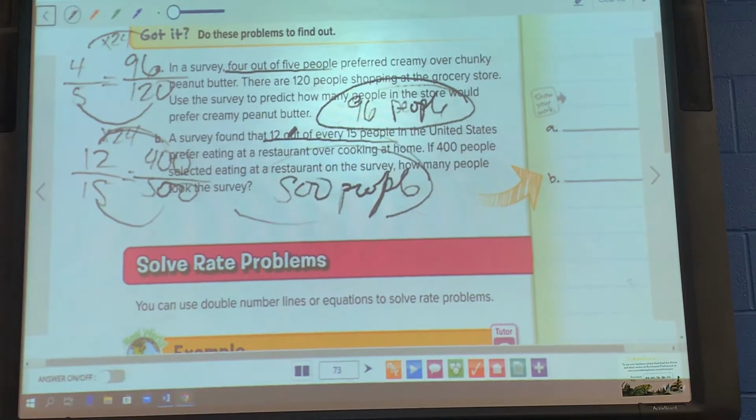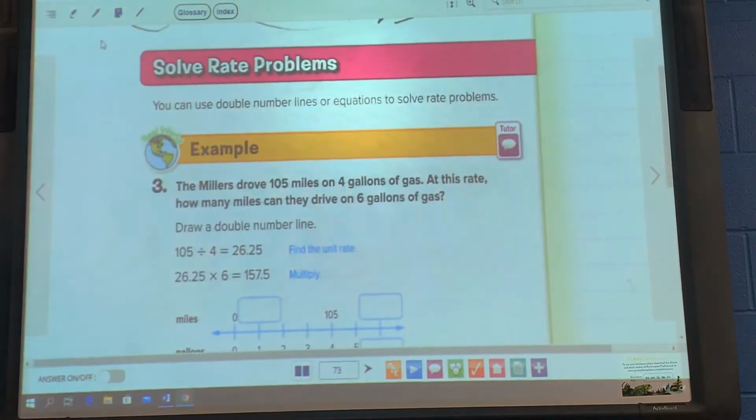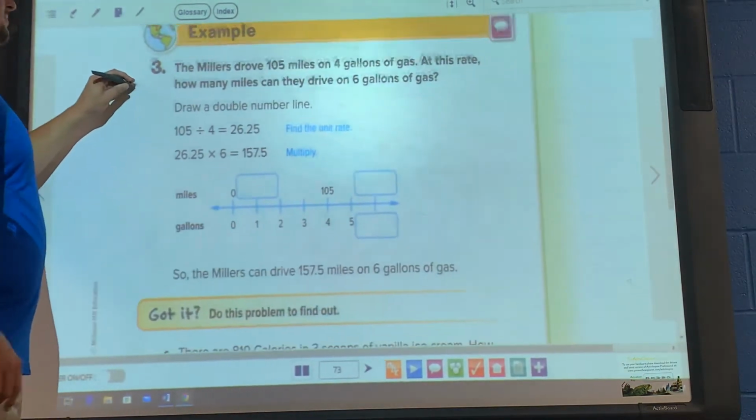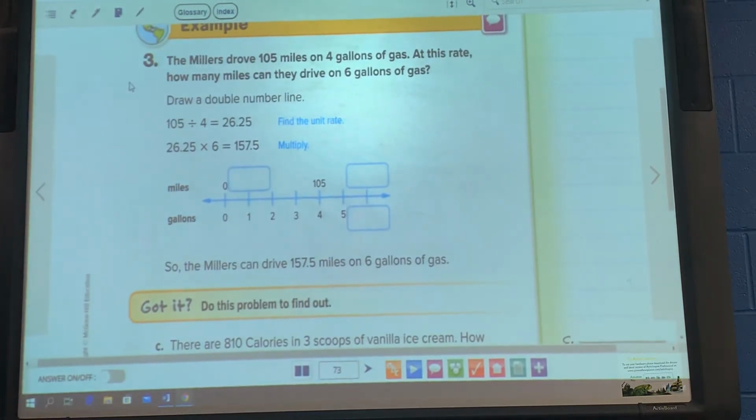All right, so now we're gonna switch pace a little bit and go to solving a rate problem. So that was ratio, now we're gonna solve rates. So example number 3, the Millers drove 105 miles on 4 gallons of gas. At this rate, how many miles can they drive on 6 gallons of gas?